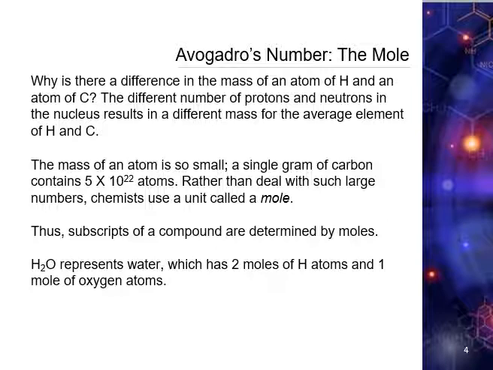The different number of protons and neutrons in the nucleus results in a different mass for the average element of hydrogen and carbon. The mass of an atom is so small, a single gram of carbon contains 5 times 10 to the 22nd atoms. Rather than deal with such large numbers, chemists use a unit called a mole. Thus, subscripts of a compound are determined by moles. H2O represents water, which has 2 moles of hydrogen atoms and 1 mole of oxygen atoms.